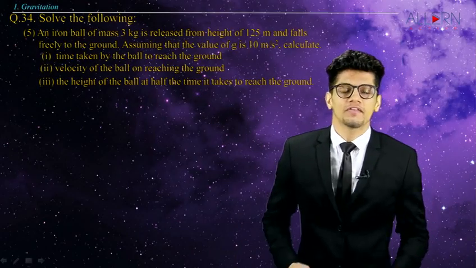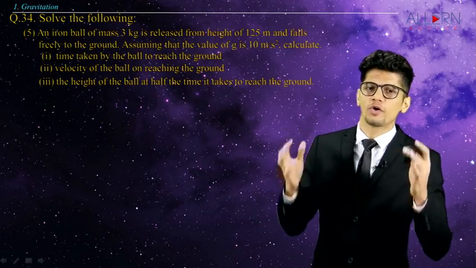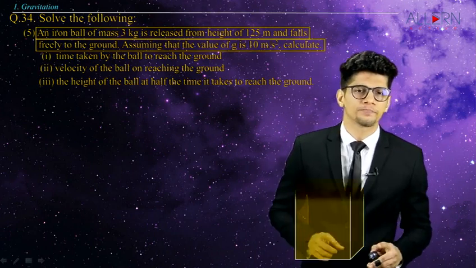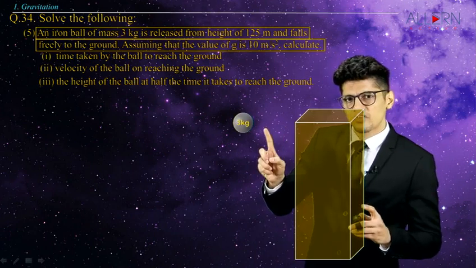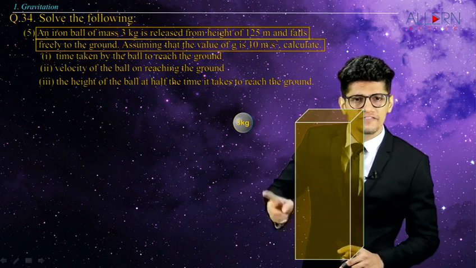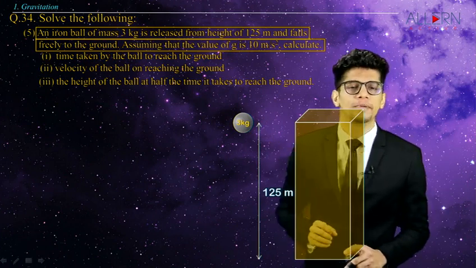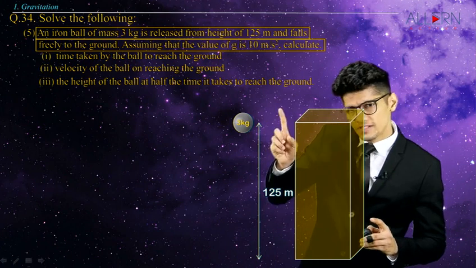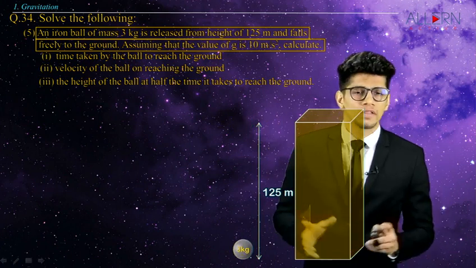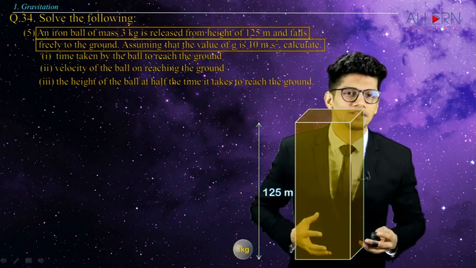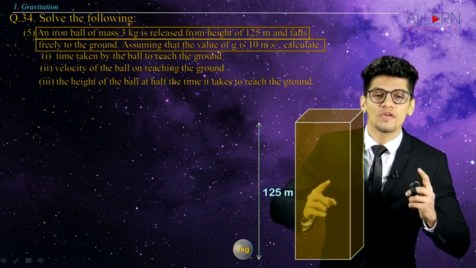So in this question, we have an iron ball which is falling from a height of 125 meters. Let us say we have an iron ball of mass 3 kg and it is falling from a height of 125 meters. And it says it falls freely to the ground.